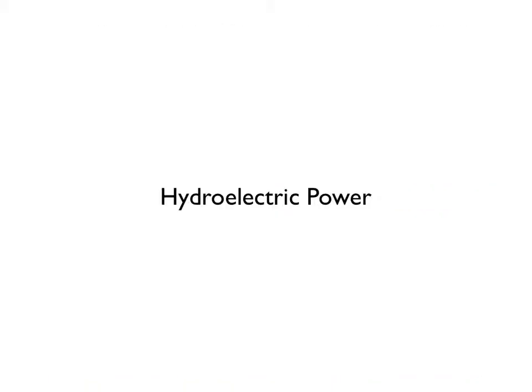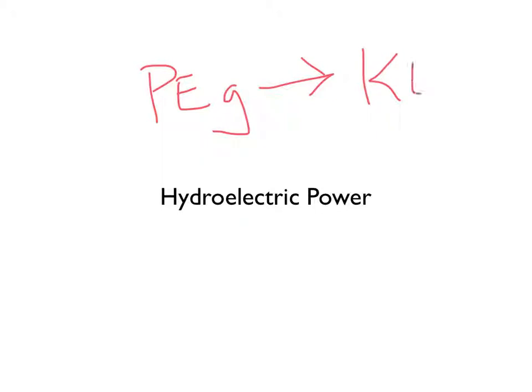Another way of generating electricity is by using hydroelectric power. And hydroelectric power basically takes gravitational potential energy that water has and allows it to go to a lower height and converts that into kinetic energy, which converts that into electricity.